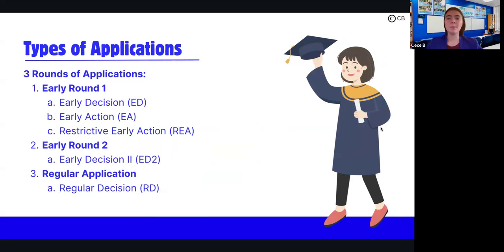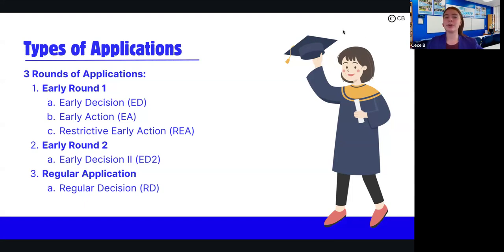Okay, so basically, we're gonna just talk to you guys a little bit about the different types of applications. And there's actually more than you might originally think. So this is very important, so pay close attention to this. So there are initially three different rounds and kind of five different types.